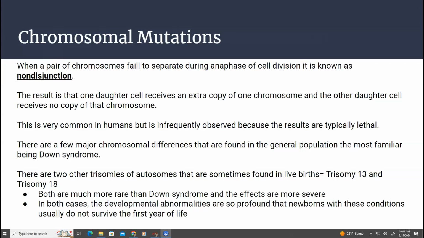The result is that one daughter cell receives an extra copy of chromosome, and the other daughter cell receives no copy of that chromosome. It's very common in humans, but is infrequently observed because the results are typically lethal, meaning pregnancy would end in miscarriage.